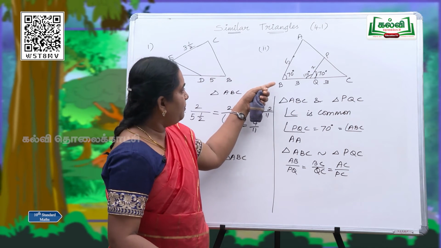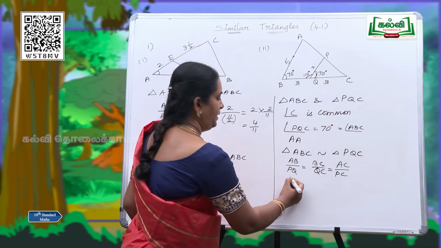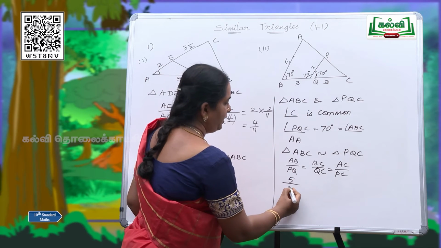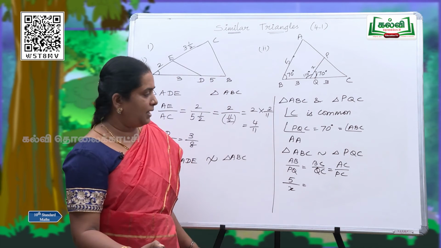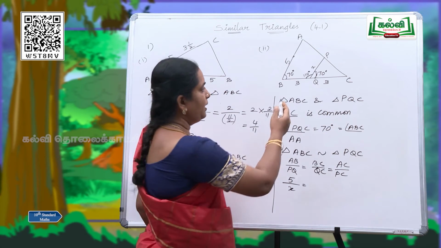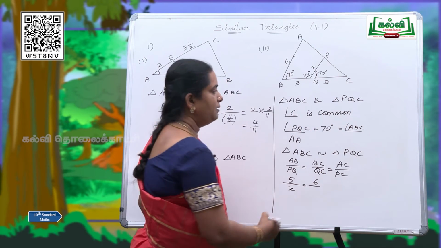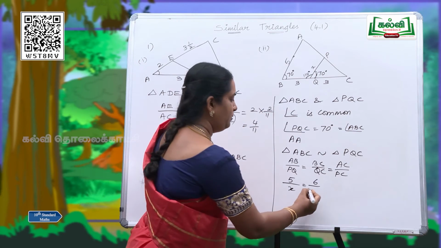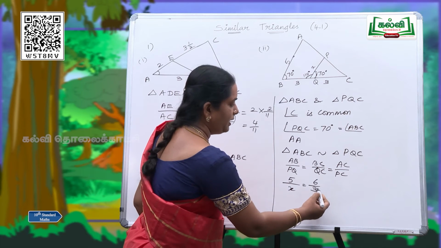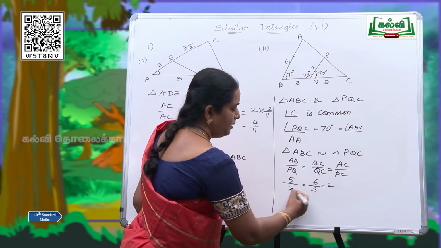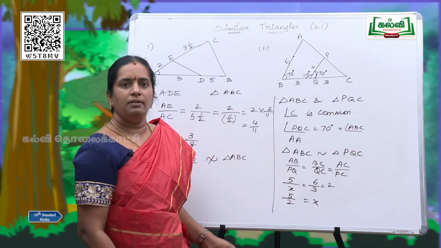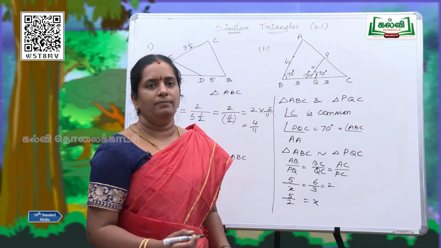So what is given? AB is given, so write AB as 5 and PQ. What is PQ? PQ we don't know, we have to find it as X. And BC, what is BC? Totally BC has 6 units and QC is 3 units. So using this you are going to find X. Cancelling, we get 2. So X is equal to 5 divided by 2, which is 2.5 units.